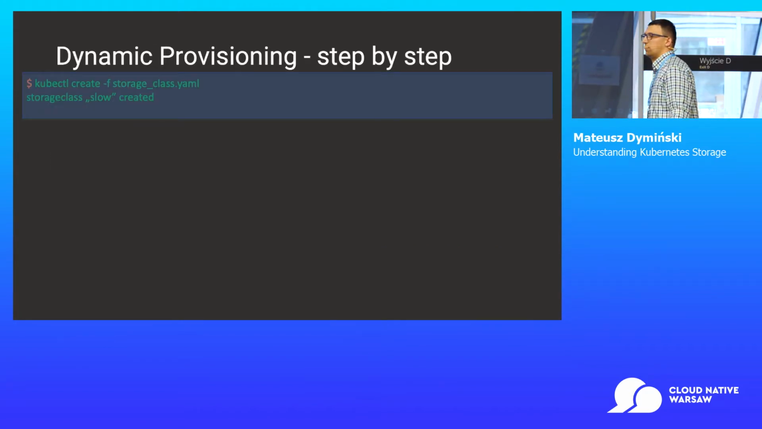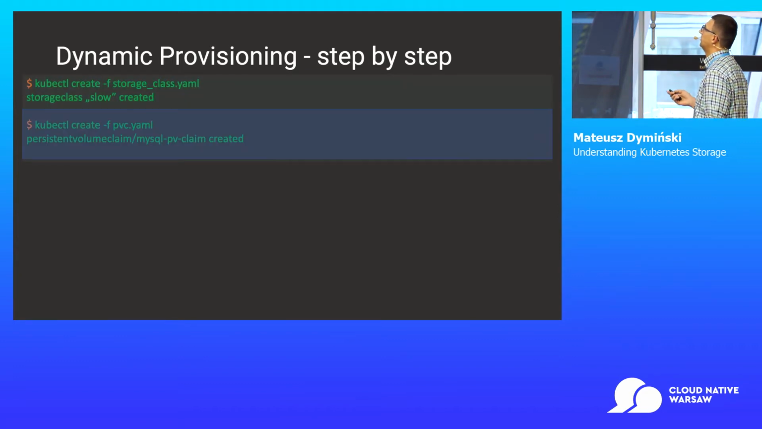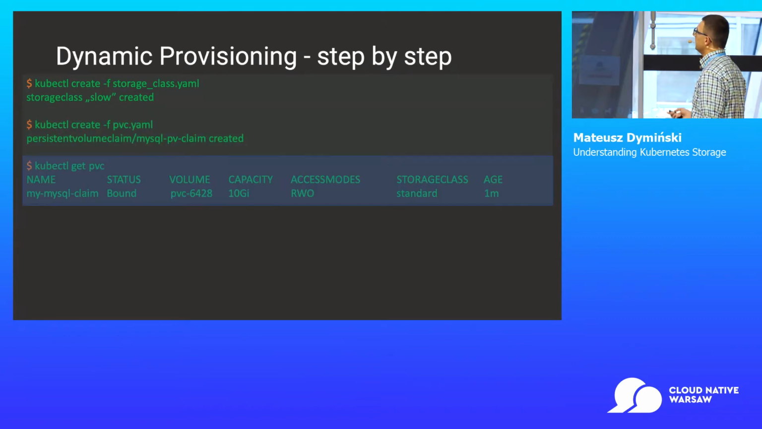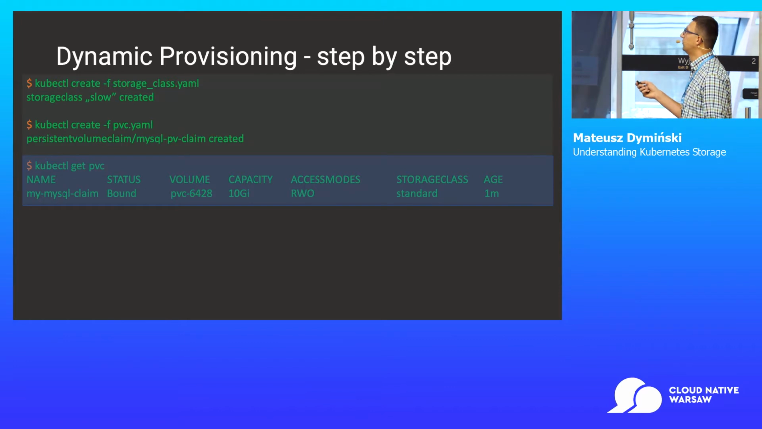So how does it look step by step? We create the storage class in the first step, then we create the claim, and if we get the details of the claim, we can see that the status is Bound. It means that the persistent volume is already ordered for this claim. In the previous example, we needed to create a persistent volume by hand. Now we don't need to do that. This is called dynamic provisioning inside our Kubernetes cluster.